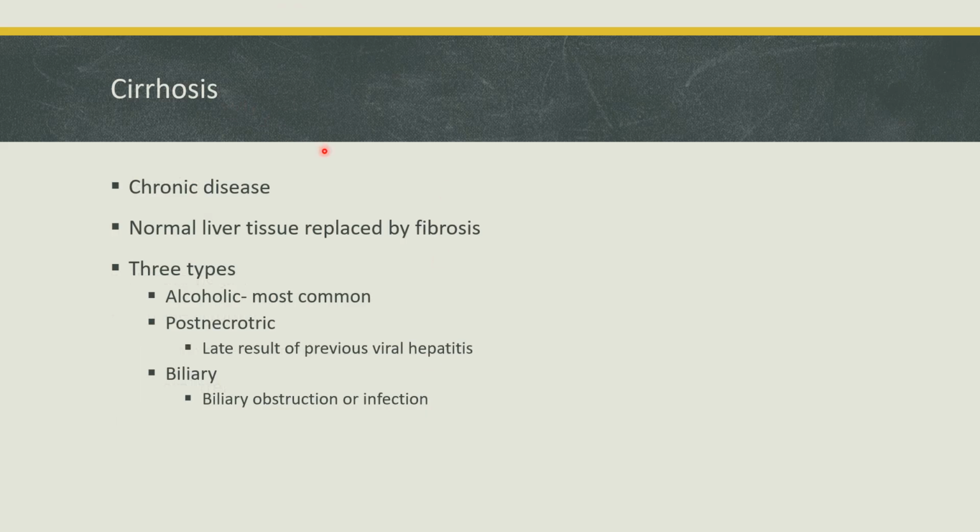So cirrhosis is a chronic disease. Most cirrhosis is caused by hepatitis B, Hep C, as well as fatty liver disease from dyslipidemia or alcohol abuse. So again, we see a lot with alcoholics. And then also post-necrotic, which is just a result of a hepatitis infection. We can also see cirrhosis from biliary obstruction or infection, so we can have cirrhosis that's from our gallbladder, right? Gallbladder disease or a block in the common bile duct can cause cirrhosis.